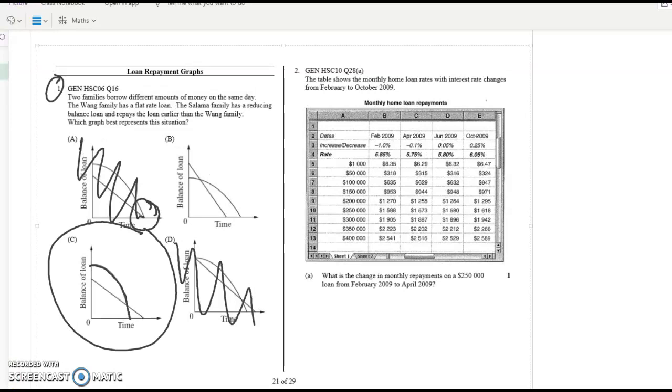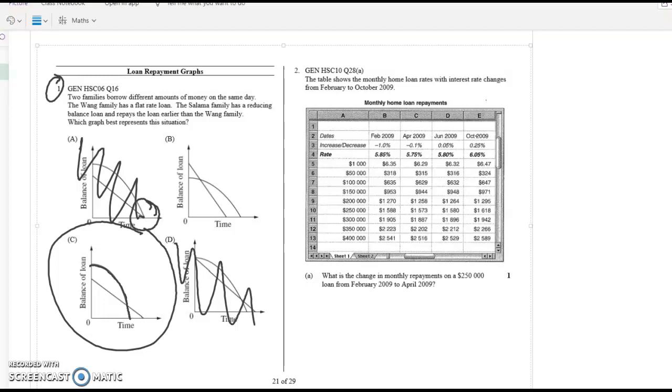Okay, in question 2, it says the table shows the monthly home loan rates with interest rate changes from February to October. So this shows how much you've got to pay in your monthly home loan based on the different months. So we do get a variety of different tables, so you've got to read carefully to make sure you know what it's showing you. This one, for example, in February 2009, the rate is 5.85% for the interest rate.